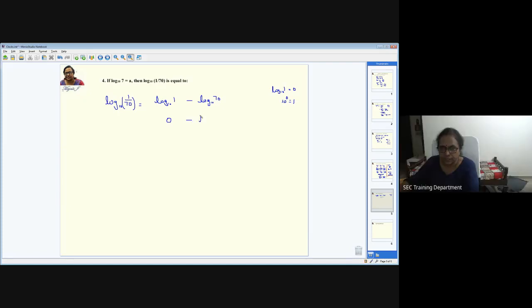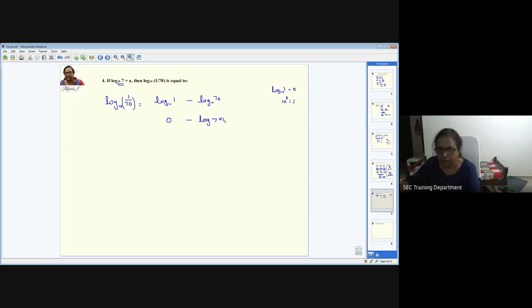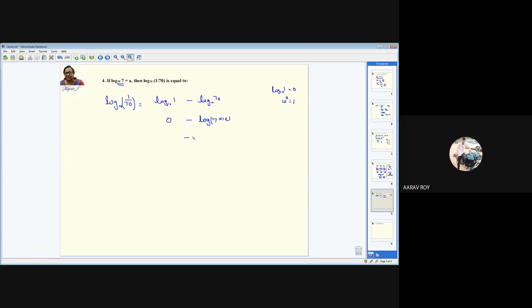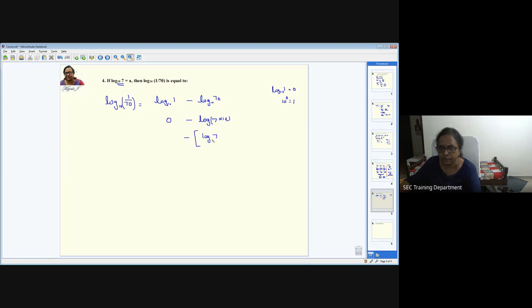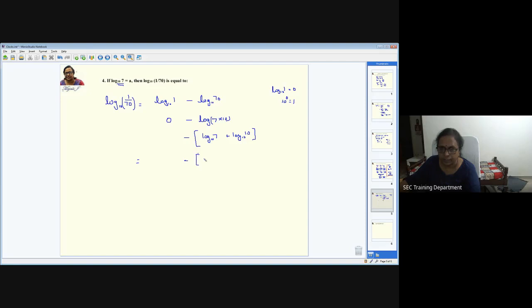And here, what is given to us? Given to us is log 7. We need to break it in the form of log 7. So what you are supposed to do is 7 into 10. Good. So this is log 7 plus log 10, and of course the base is 10. Then log 7 value is A, and log 10 is 1. So that's the answer.